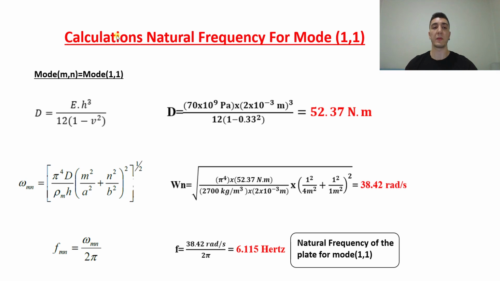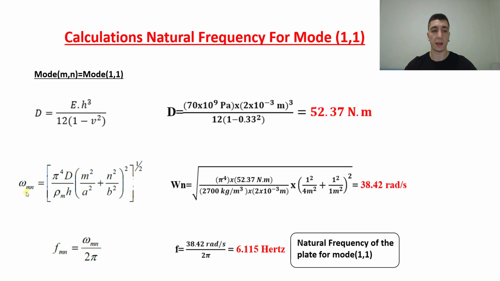So we will make some analytical calculations for natural frequency for different modes, and we will compare them with Ansys. For example, let's take a look at mode 1 and 1. First we need to calculate the D value, and so this is elastic modulus times thickness cubed, and you know that, 70 gigapascal and also 2 millimeter thickness, divided by 12 times 1 minus Poisson's ratio squared, and D is 52.37 newton meter.